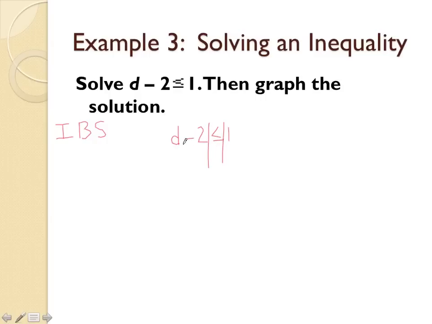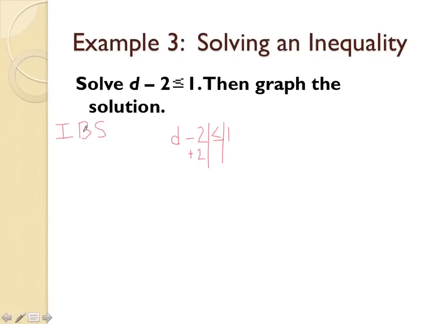I always want to start on the side where my variable is. And remember, my goal is to isolate the variable, to get the variable by itself. So to do that, I need to do inverse balance solve. I'm going to take the inverse of the constant. Remember, the constant is the number on the same side of the inequality sign as the variable, but it's not directly next to the variable, so it's the one by itself. And right now, I have -2. So the inverse of -2 is +2. So I'm going to add 2.